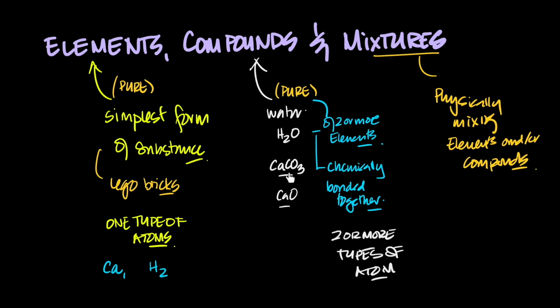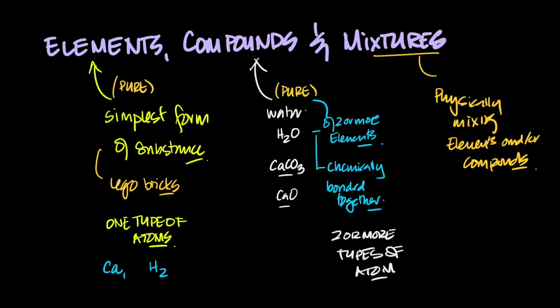And their properties are different than the elements' properties. But in a mixture, they just are physically mixed together. Each individual substance has its own properties. They can be two or three elements, or an element and a compound, and mix in that.